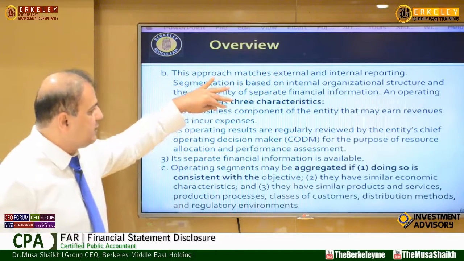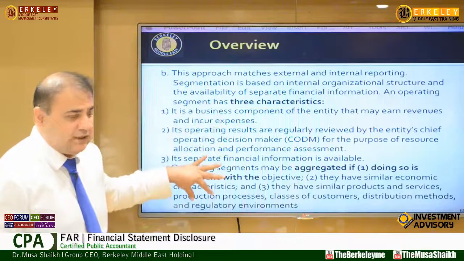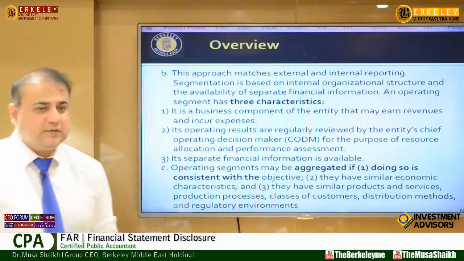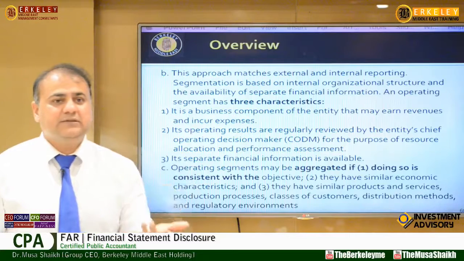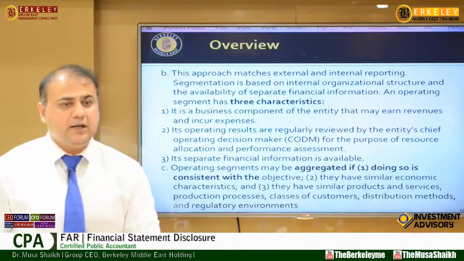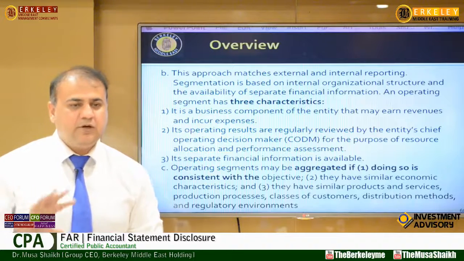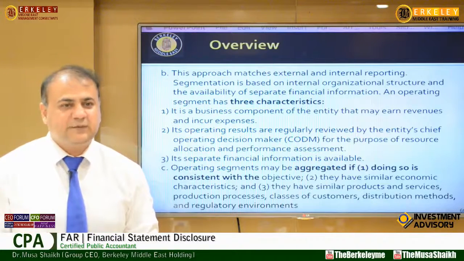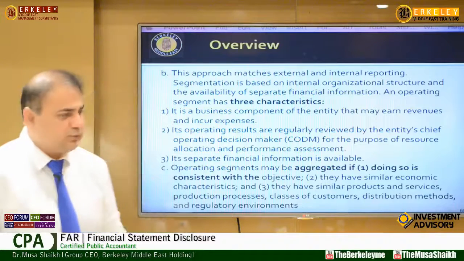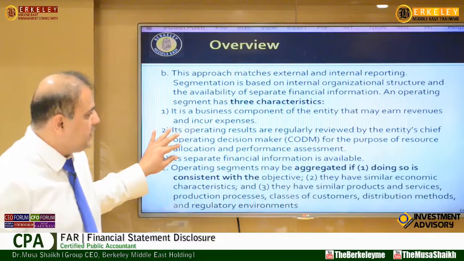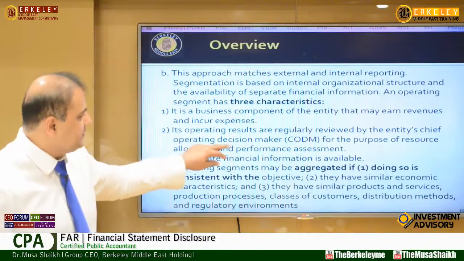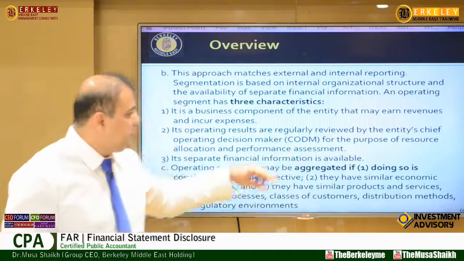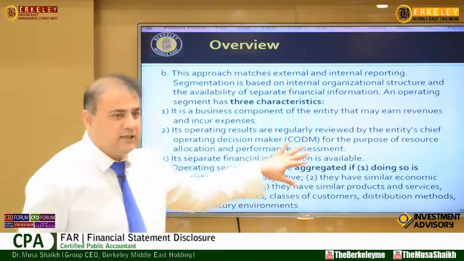But in any case, we have three characteristics that you have to understand. First, it's a business component of the entity that may earn revenue and incur cost. Because segment profit means that there is an income related to this product and there are expenses related to this product. If at any point of time you have a segment that has an income only and has no expense, how will you do the segment profit, right? So a segment should have income and expenses associated with it. Its operating results are regularly viewed by the entity's chief operating decision maker, right? Shortly we call this CODM, for the purpose of resource allocation and performance assessment.